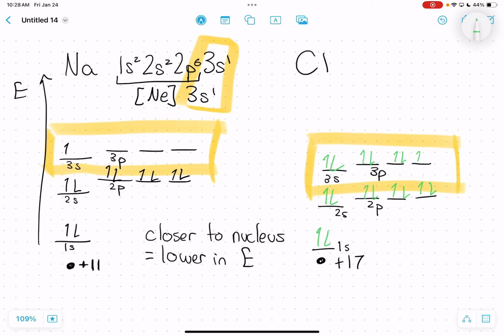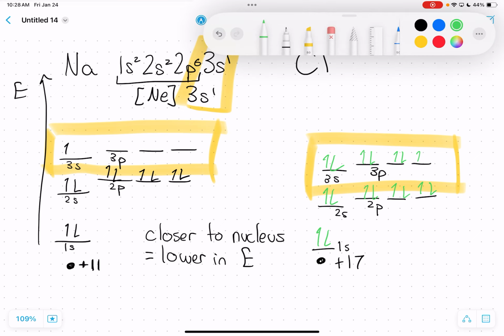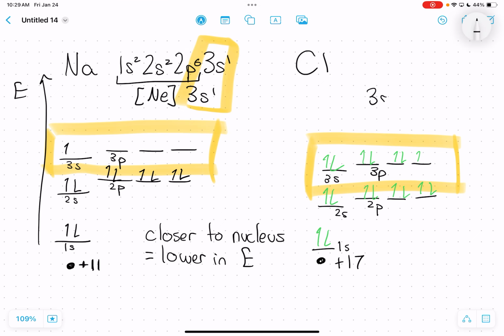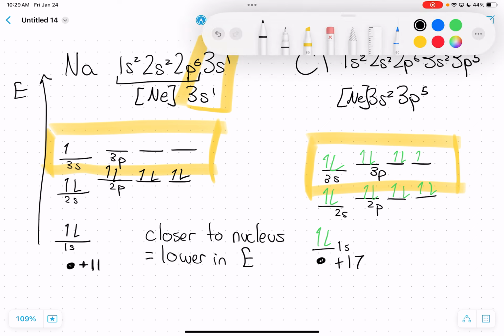So I end up with 3s2, 3p5 as my valence electrons. And the abbreviated way to write that is still neon, 3s2, 3p5. Or I could write it the long way, 1s2, 2s2, 2p6, 3s2, 3p5. Okay? But the short way is nice because it tells me my valence electrons.